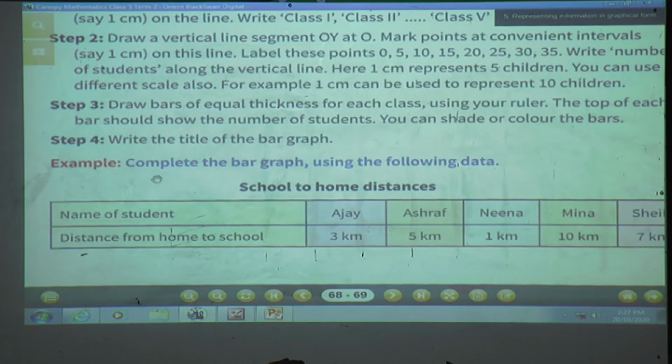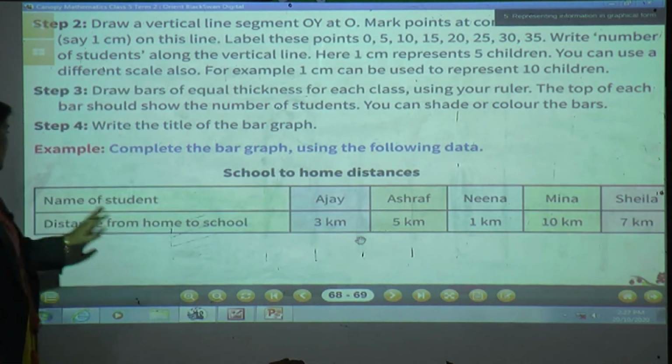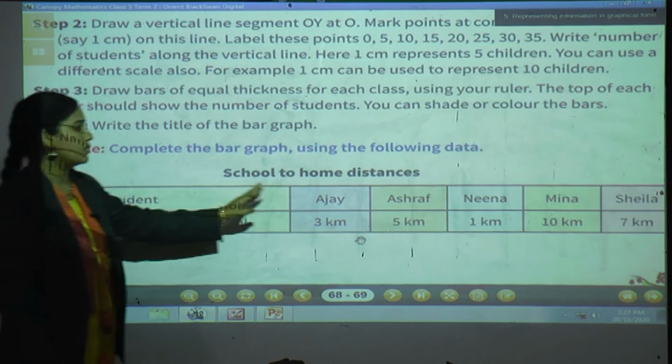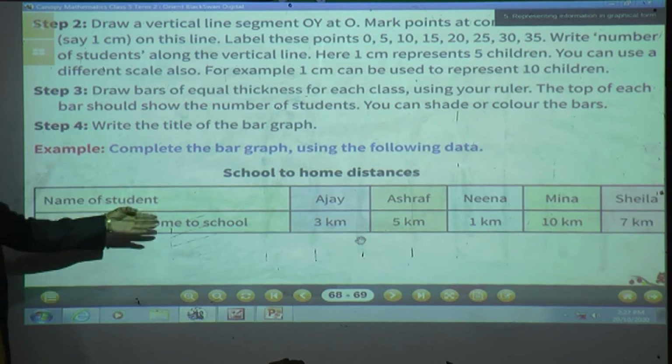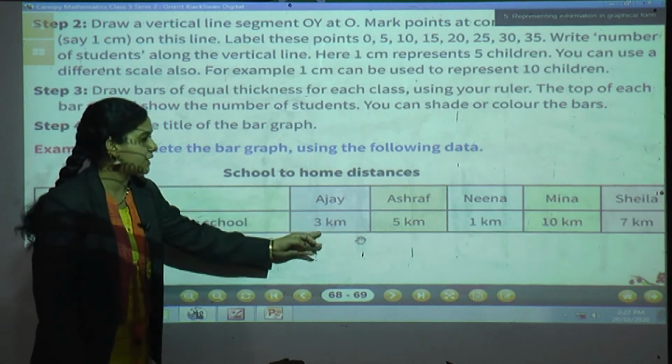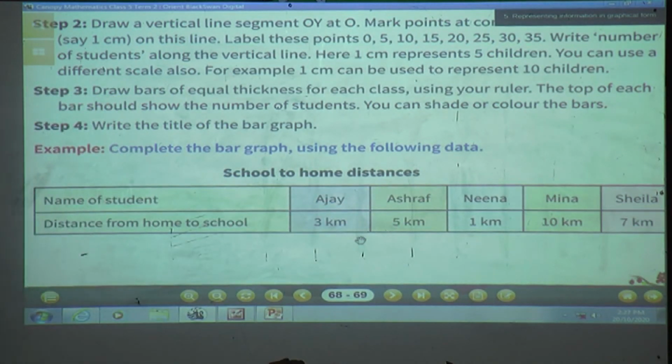See in your textbook. Here they have given the example. Complete the bar graph using the following data. School to home distances. Here the title is school to home distances. Okay. So the names of students: Ajay, Ashraf, Neena, Meena and Sheva. Now the distances from home to school: 3 km, 5 km, 1 km, 10 km and 7 km. So we have to represent it in the form of a bar graph. So see the next page, page number 70.